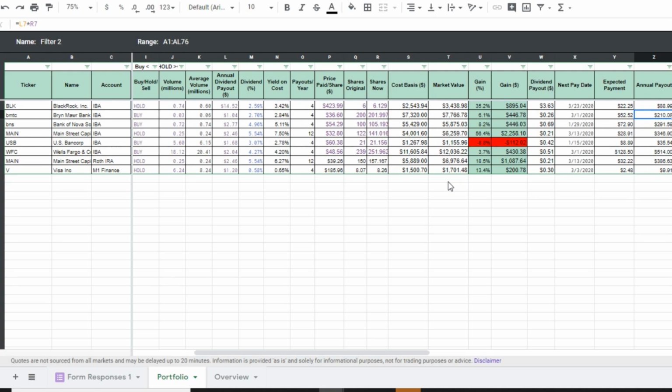Bryn Mawr Bank Trust. It's a local bank that I had when I was growing up, and so I'm partial to it because it's a nearby hometown bank that I've invested in, as well as it looks like it's a pretty good buy.